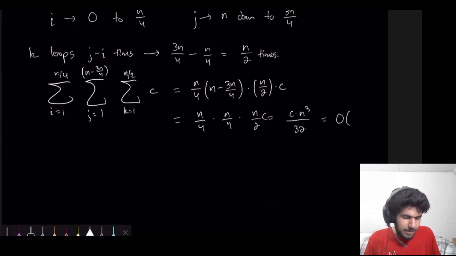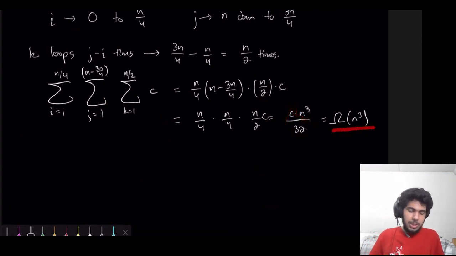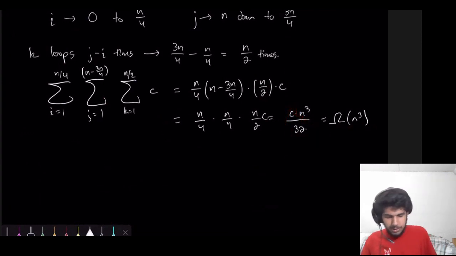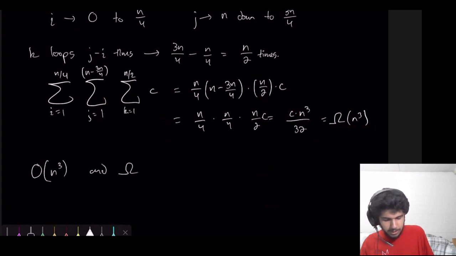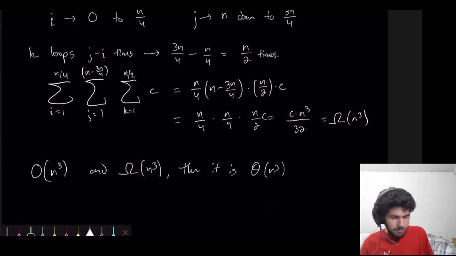And that is big omega of n cubed, because c over 32 is just a constant, so we know that it's big omega of n cubed. So if we've shown it's both big O of n cubed and big omega of n cubed, then it is big theta of n cubed.